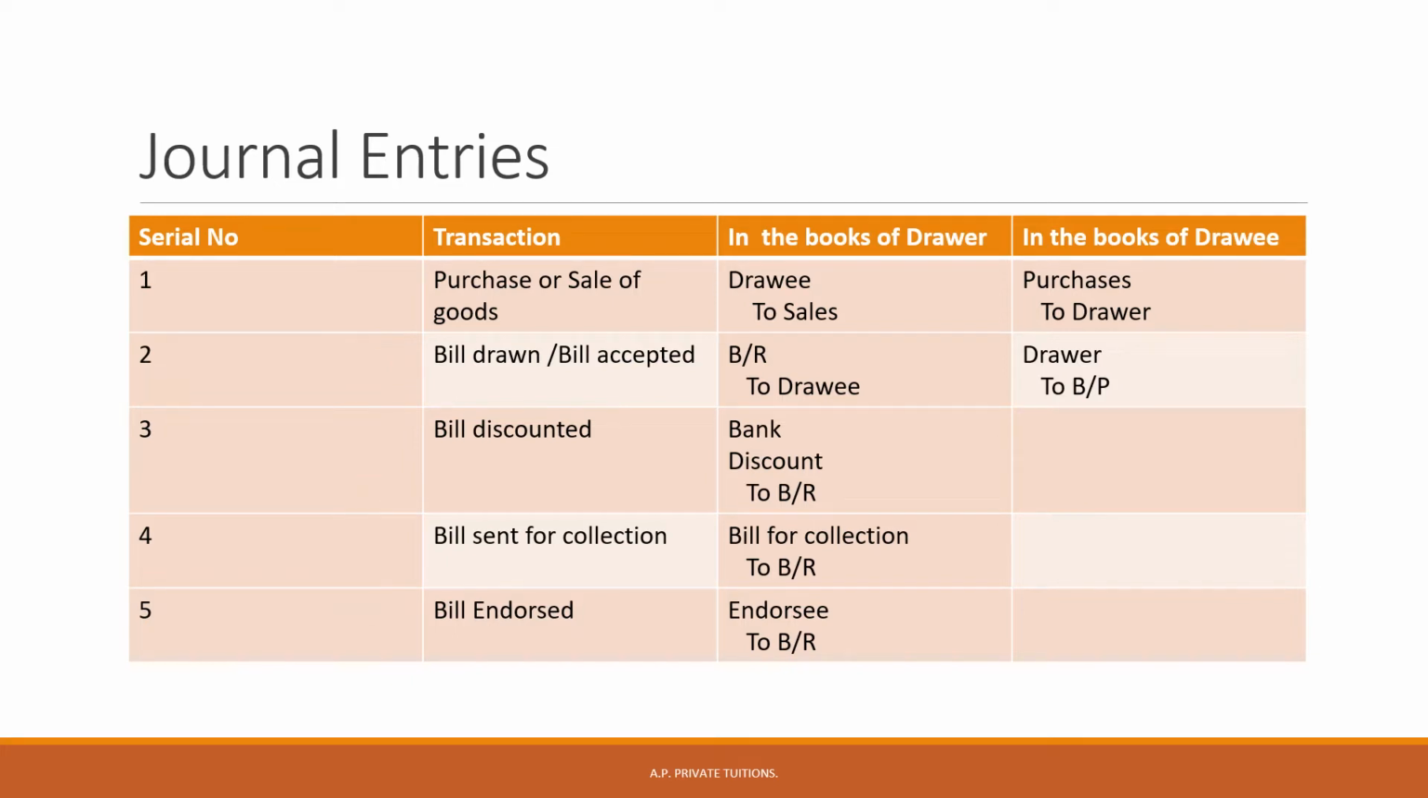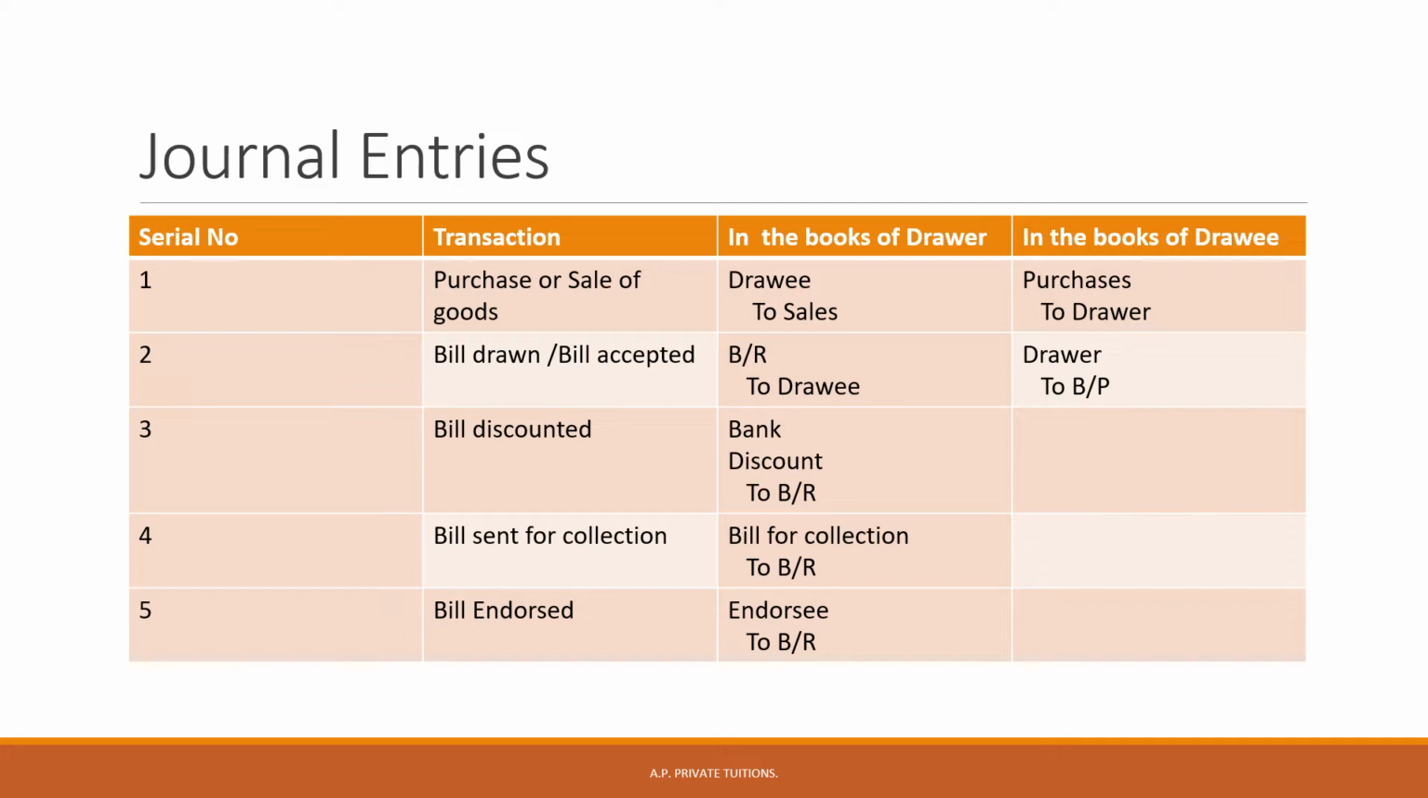Now you know very well there are 4 possibilities with the bill of exchange, that is bills receivable. You can retain it till maturity, you can discount it, you can send it for collection, or you can endorse it. And you also remember during lectures I have told you bills payable cannot be discounted, it cannot be sent for collection, it cannot be endorsed. Therefore, no entry for these transactions in the books of drawee.